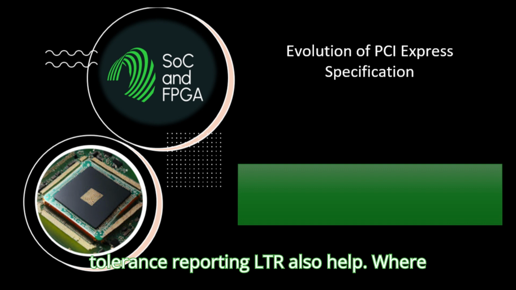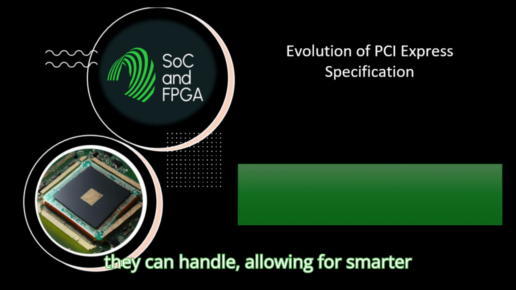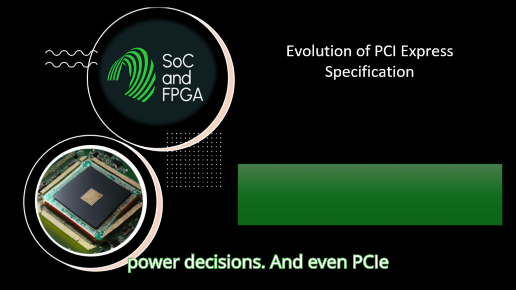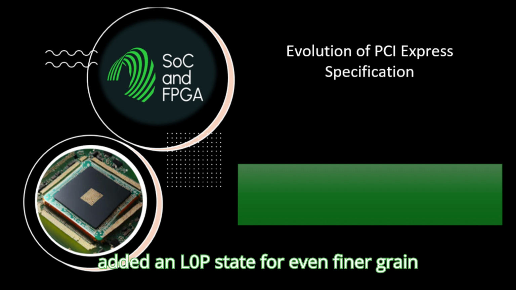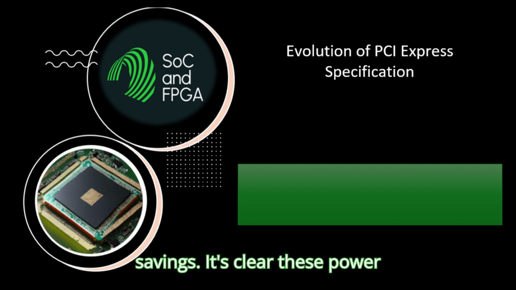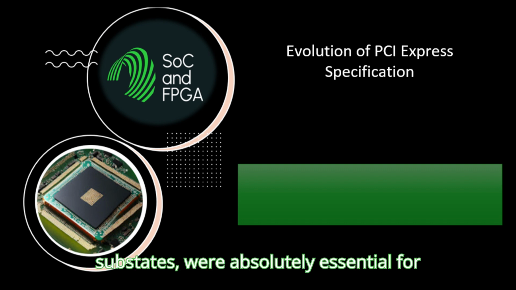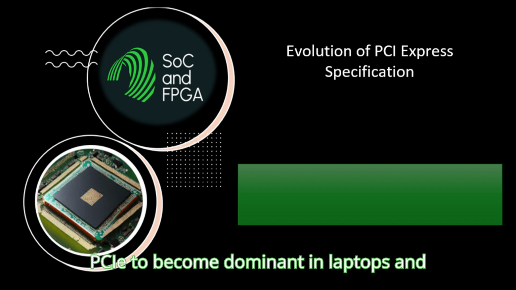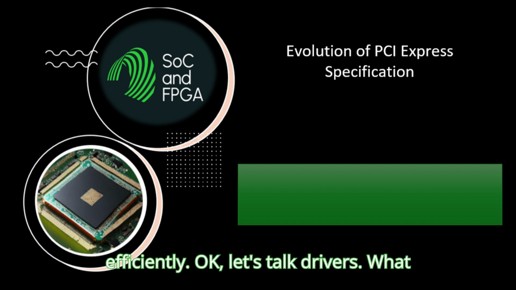Things like latency tolerance reporting, LTR, also help, where devices tell the system how much delay they can handle, allowing for smarter power decisions. And even PCIe 6.0 has new power tricks. Yeah, they added an L0p state for even finer grain savings. It's clear these power management features, especially those L1 substates, were absolutely essential for PCIe to become dominant in laptops and other mobile gear. Fascinating. It's not just about going faster, but doing it efficiently.